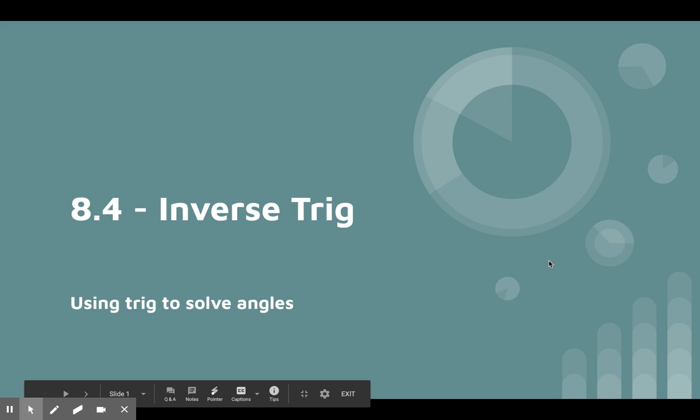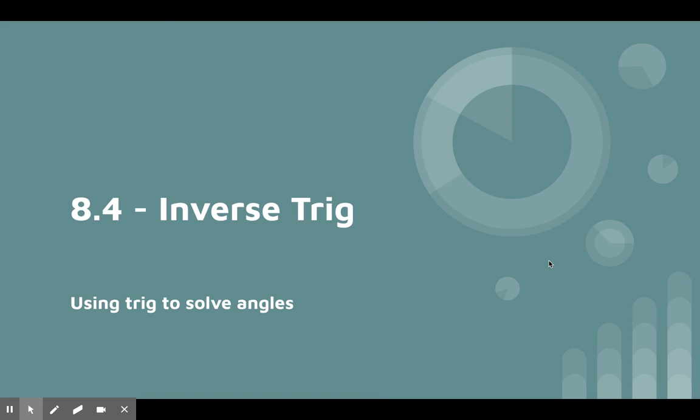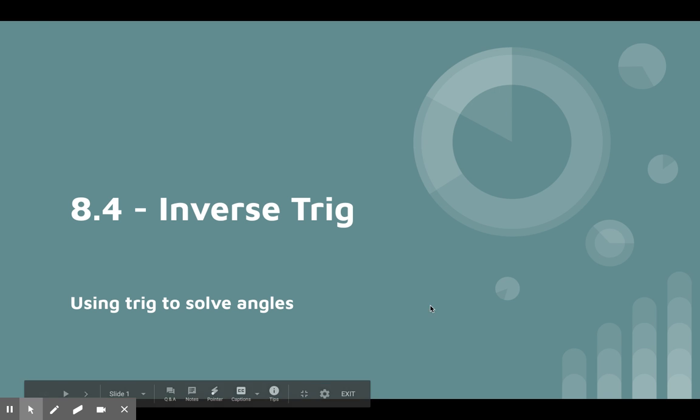Today we're moving on with lesson 8.4, inverse trig. Last class, 8.3, we talked about trig ratios. We used trig ratios to help us find the measure of side lengths. Today we're going to use inverse trig ratios to help us find the measure of angles. So it's very similar to 8.3. We're just basically, in a way, doing the opposite of 8.3.